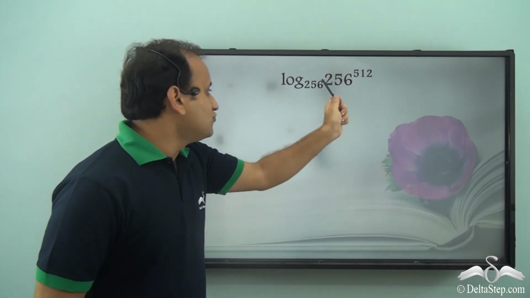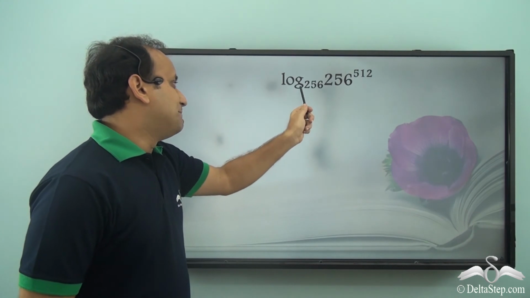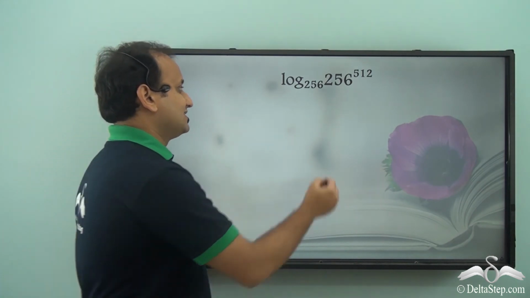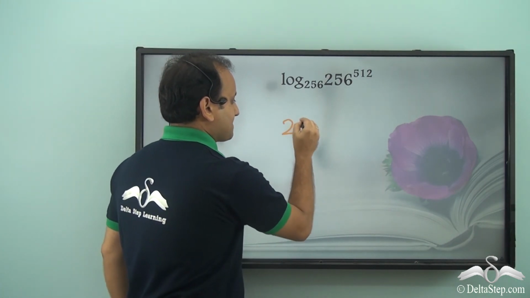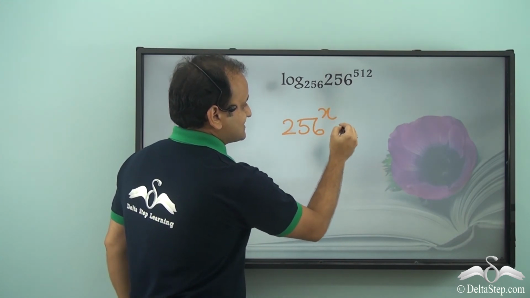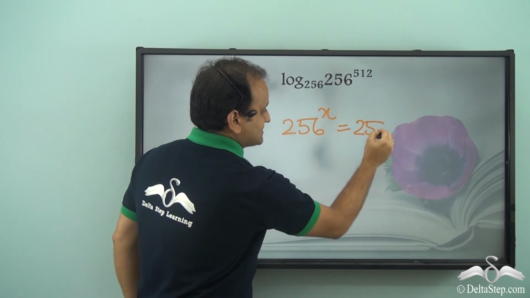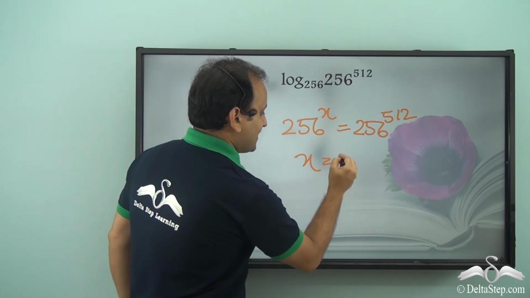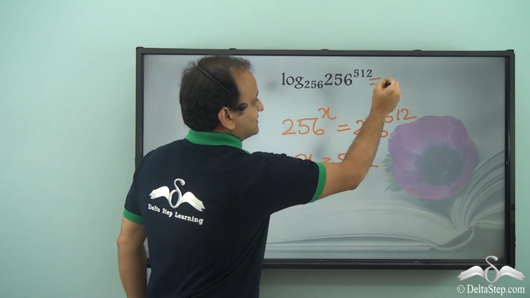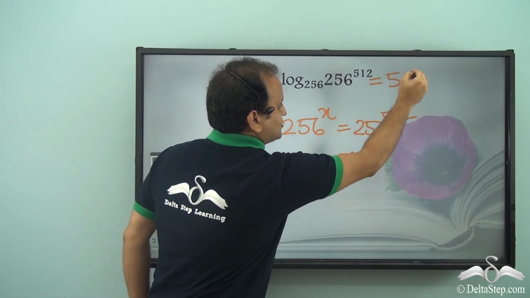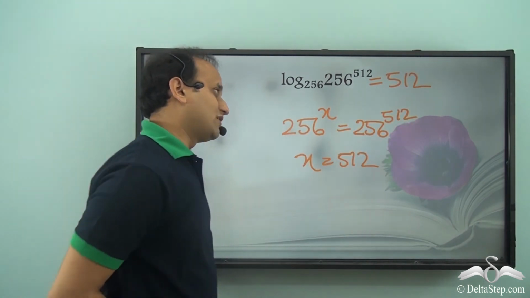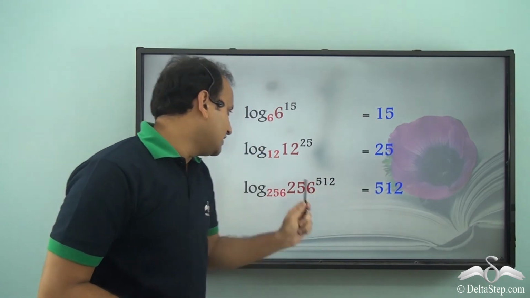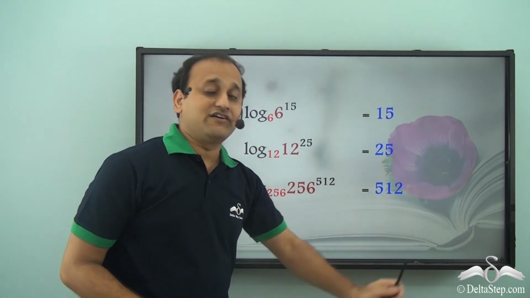Here we have log of 256 to the power of 512 with the base as 256. Again, a lot of big numbers, but we'll solve it in the same way. That is 256 to the power x is equal to 256 to the power 512. That means x is nothing but 512. So the solution for this is 512. So let's look at the three solutions. The solution for this is 15, for this is 25, and for this is 512.